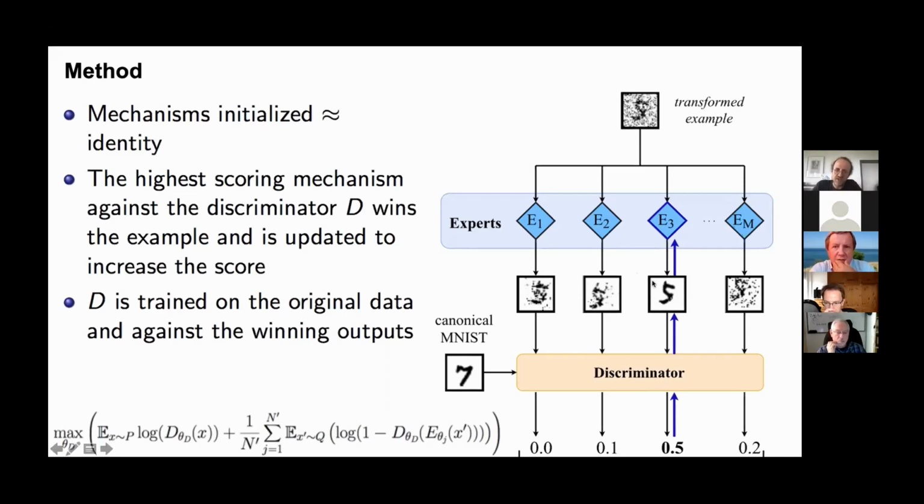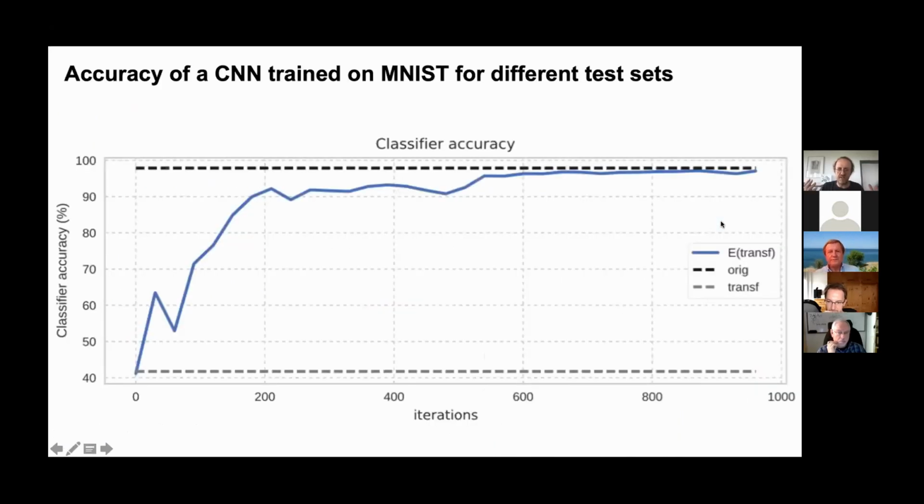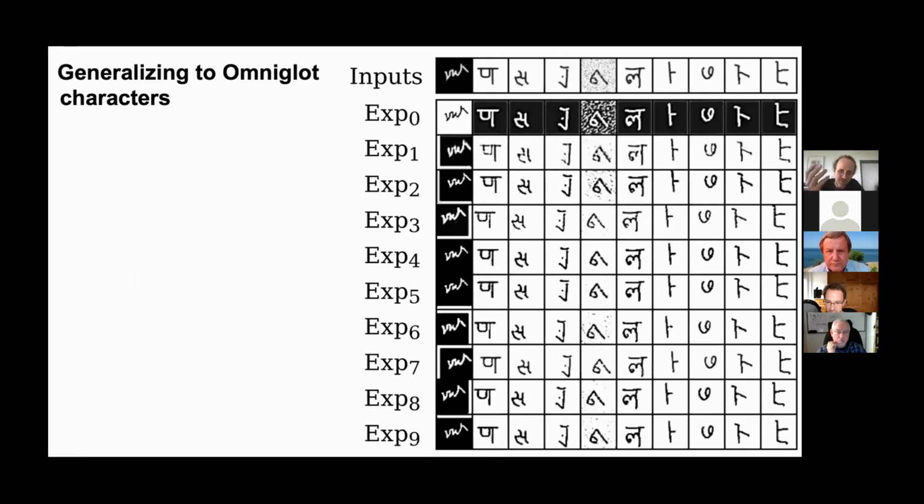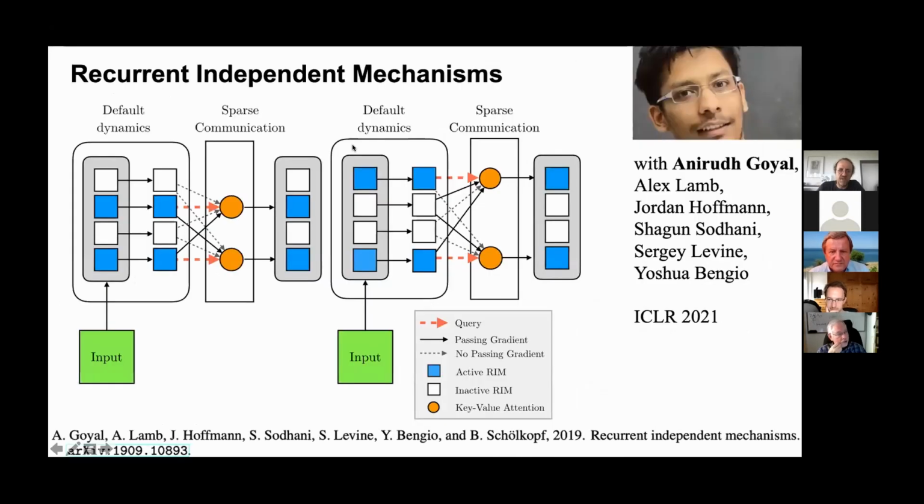So it tries to generate samples that are not distinguishable from the canonical examples. Then overall, these experts start specializing on different degradations, and in the end, each one of them has captured one of them. And it works quite well, both in distribution and out of distribution. If you apply these to a different kind of data, these mechanisms actually transfer, for instance here to these Omniglot characters. And more recently, we've generalized more or less the same idea to a recurrent setting.